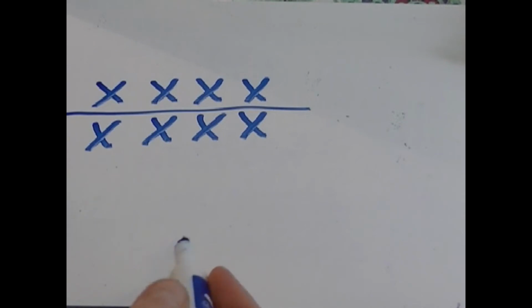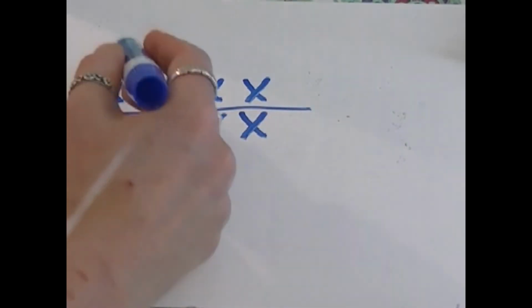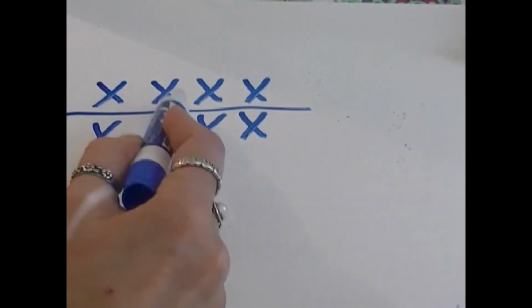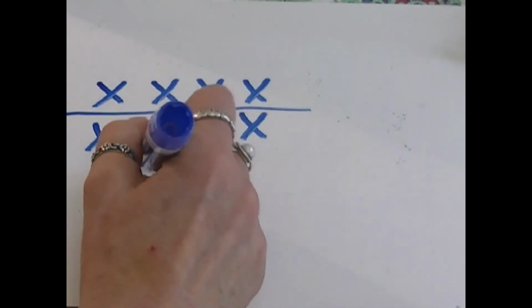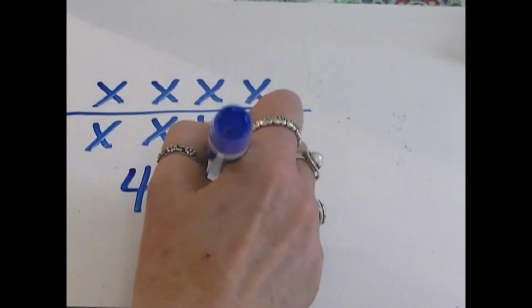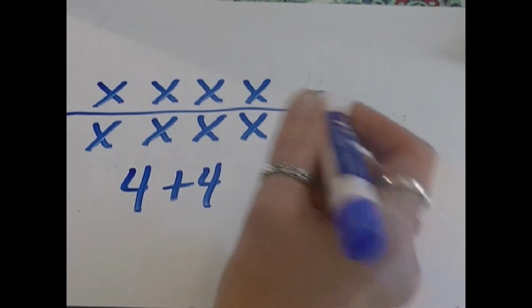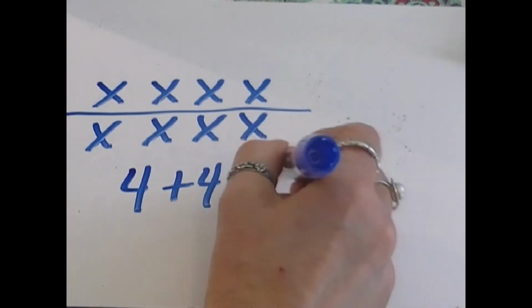Okay, so here we go. Now I have 2 rows with 4 in each row. What repeated addition sentence would we have to write for that one? You guessed it. 4 plus 4 equals, oh, didn't we just do that?